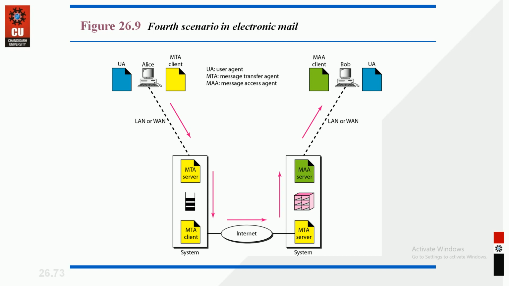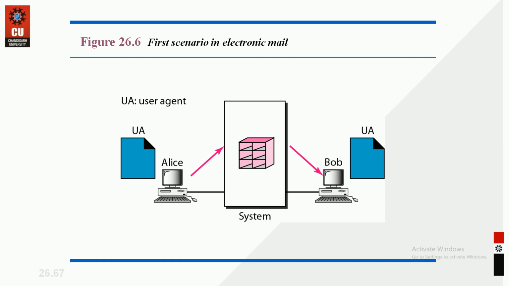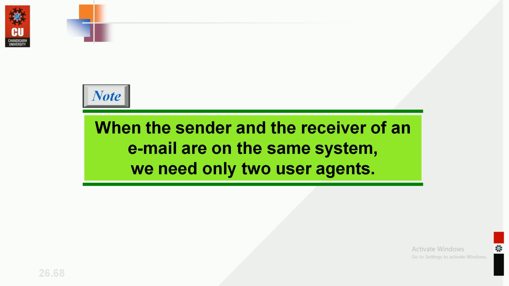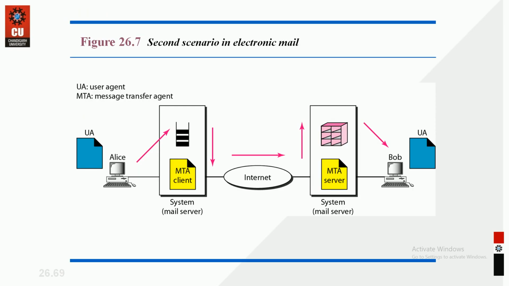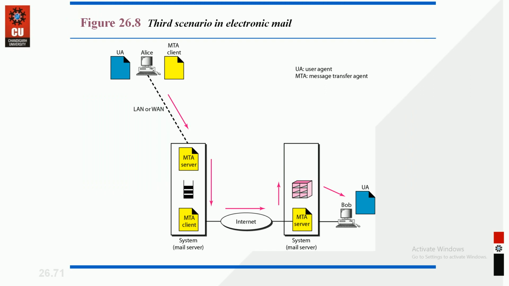Normally they are connected through the internet and their accounts are stored on mail servers that are located somewhere else. And if you understand, what are the basic scenarios? First, the sender and receiver are both on the same system. We need only two user agents, that's it, right? When sender and receiver are connected through the internet, but they are on the server, then what we need is two user agents and a pair of MTA, message transfer agent, client and server, one for client and one for server.